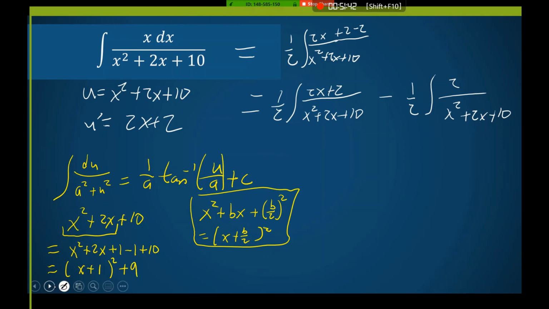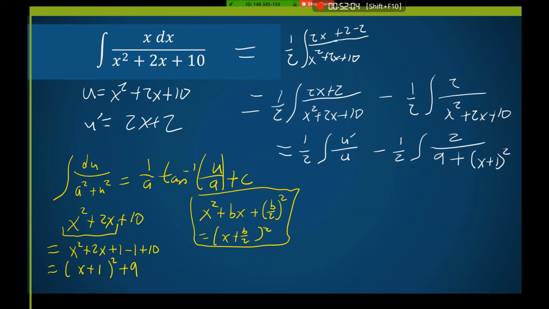Okay, so let me rewrite really quick. I've got 1 over 2 times the integral of u prime over u, minus 1 over 2 times the integral of 2 over 9 plus x plus 1 squared. Okay, I did flip the order on that. If I'm adding, I can rewrite this in any order though, and the reason why I did that is so that I would match my formula, so you can see which one's a, which one's u a little bit easier.